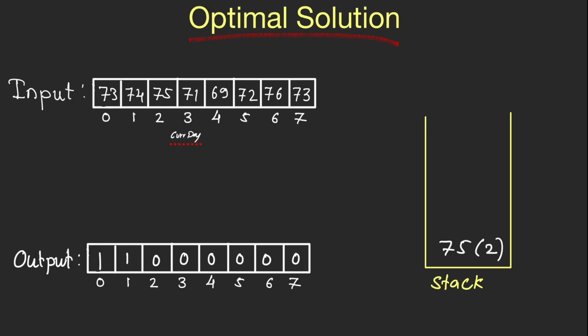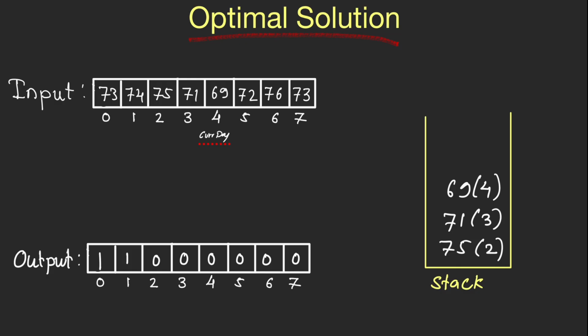Compare day 3 with day 2. 71 is greater than 75. No. Push the current day to the stack. Now current day is pointing to 4. Again compare. 69 is greater than 71. No. Push the current day to the stack. If you observe, all the elements in the stack are in decreasing order. This is why this is called a monotonic stack.